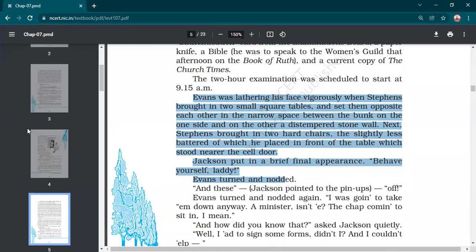Evans was lathering his face vigorously when Stephens brought in 2 small square tables and set them opposite each other in the narrow space between the bunk on the one side and on the other a distempered stone wall.